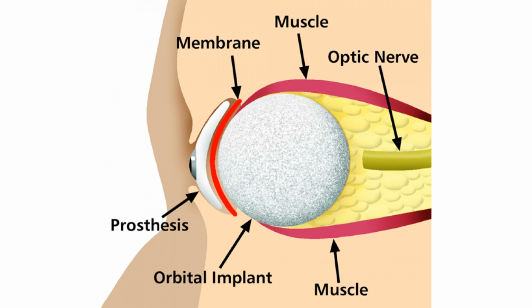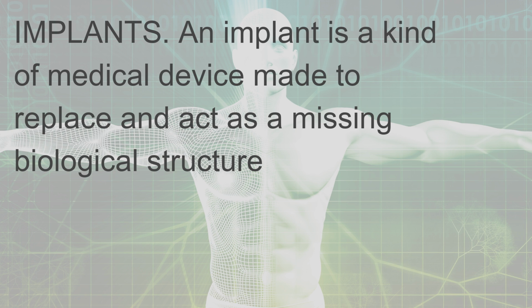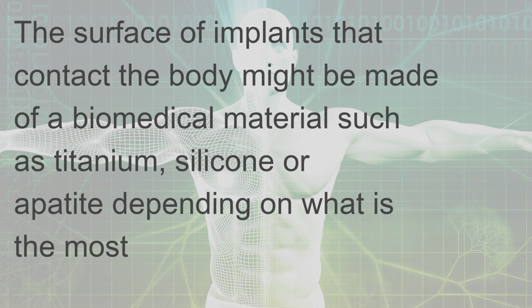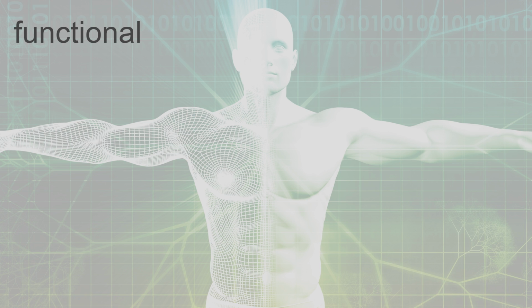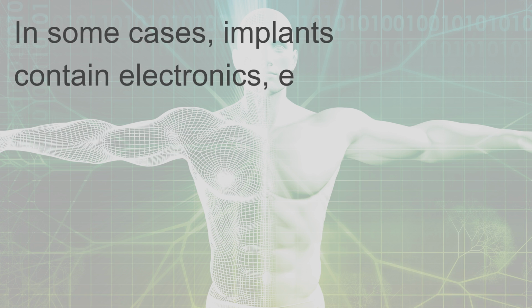A prosthetic eye, an example of a biomedical engineering application of mechanical engineering and biocompatible materials to ophthalmology. Implants. An implant is a kind of medical device made to replace and act as a missing biological structure. The surface of implants that contact the body might be made of a biomedical material, such as titanium, silicone, or apatite, depending on what is the most functional. In some cases, implants contain electronics.